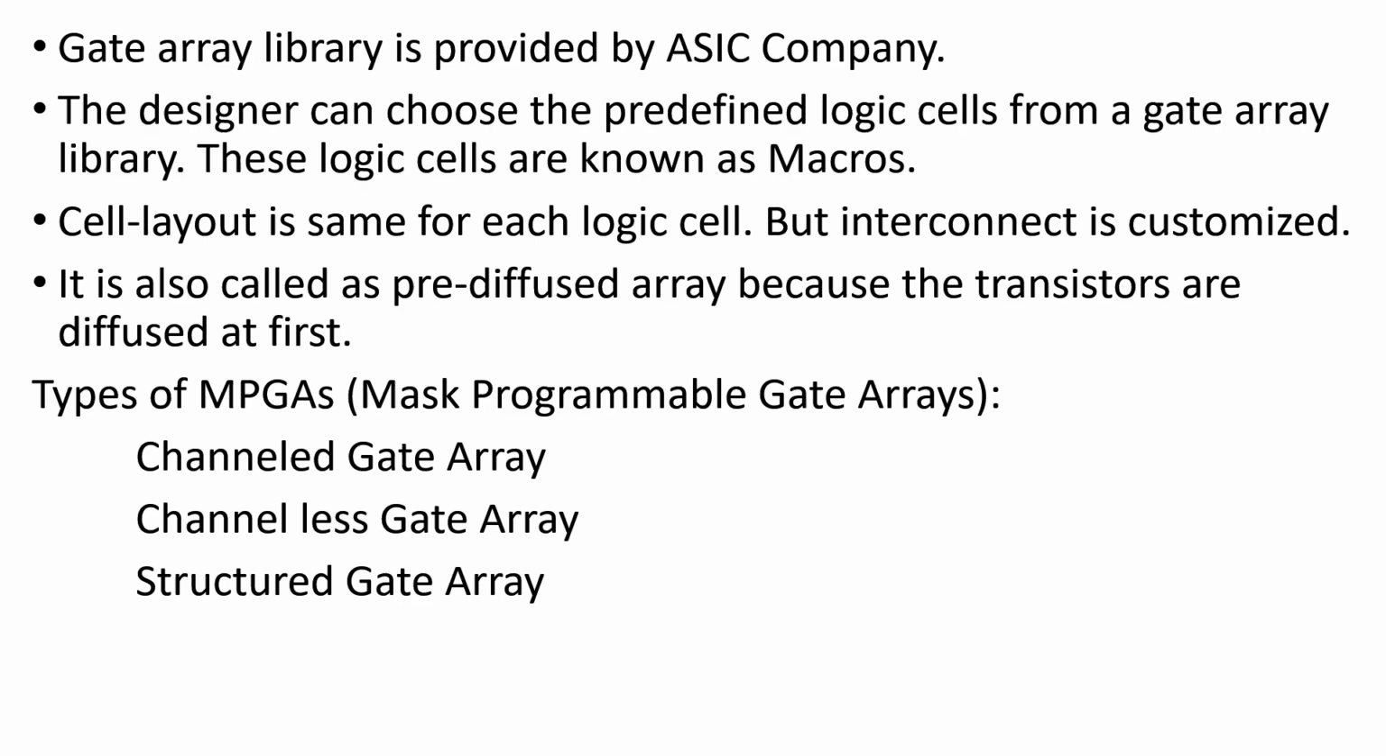Gate array library is provided by the ASIC company. The designer can choose the predefined logic cells from a gate array library and these logic cells are termed as macros. Cell layout is the same for each logic cell, but the interconnect is customized by the designer. It is also called a pre-diffused array because the transistors are diffused at first. The different types of mask programmable gate arrays include channeled gate array, channelless gate array and structured gate array.